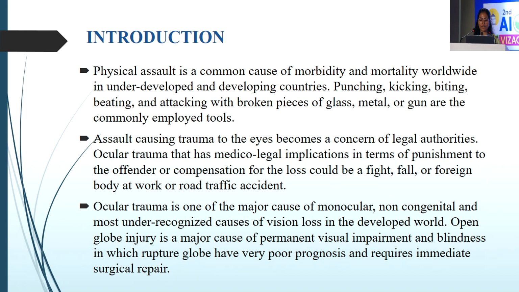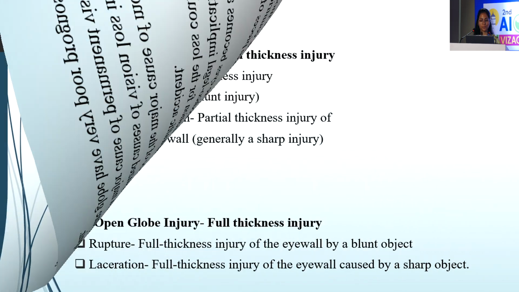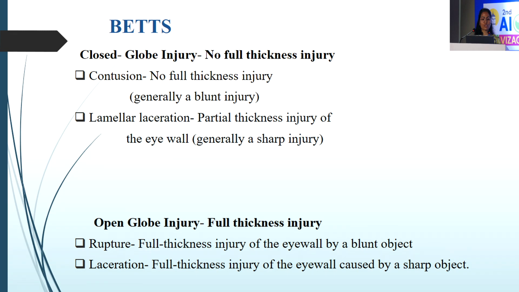Ocular trauma is one of the major causes of monocular, non-congenital, most under-recognized vision loss in the developed world. Open globe injury is a major cause of permanent visual impairment and blindness, in which ruptured globe has a very poor prognosis and requires immediate surgical repair. BETT score: a closed globe injury has no full thickness injury, with contusion by a blunt injury and lamellar lacerations by a sharp injury. In open globe injury, there is full thickness injury, with rupture by a blunt object and laceration by a sharp object.